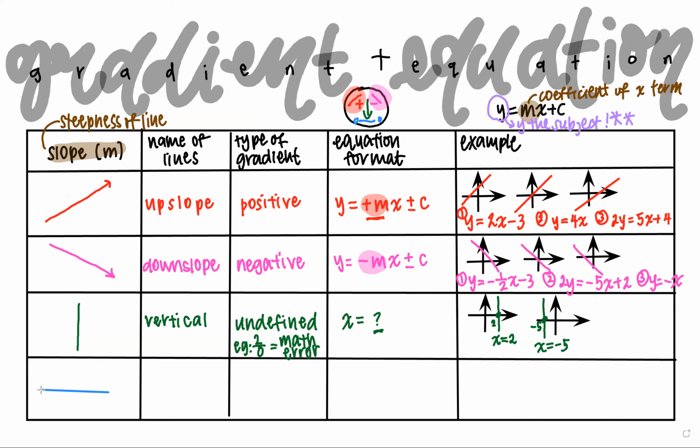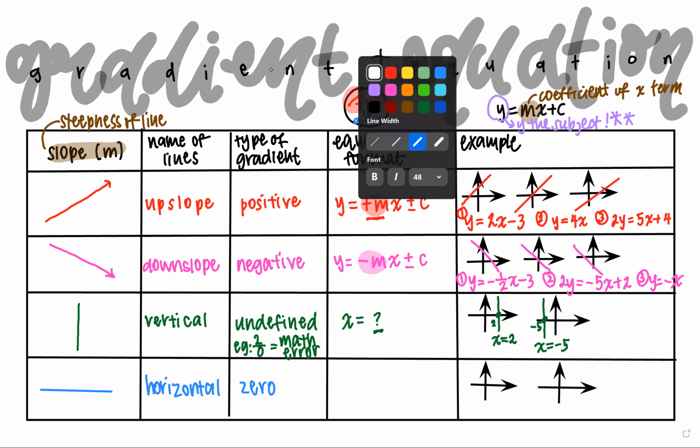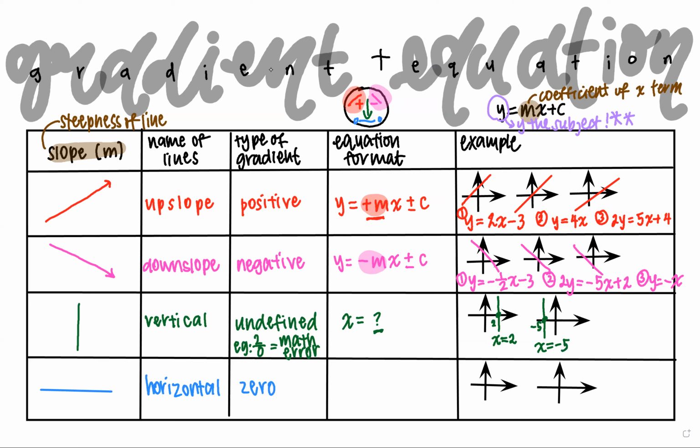Let me do a ruler. So right now, what do you think the name of this line is? Anybody can guess? The one in blue. Horizontal line. And what about the gradient? The gradient is 0. Very good. So what do you think the equation format will be? X equals 0? Nope. M equals 0? Nope. Use the one in green as an example.